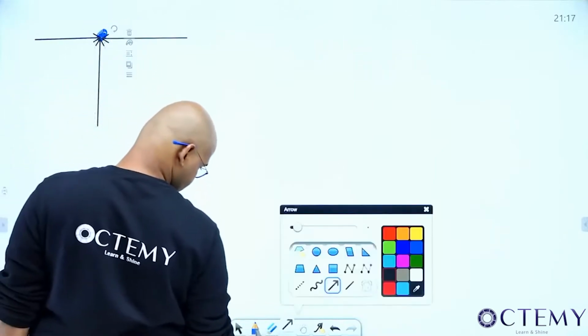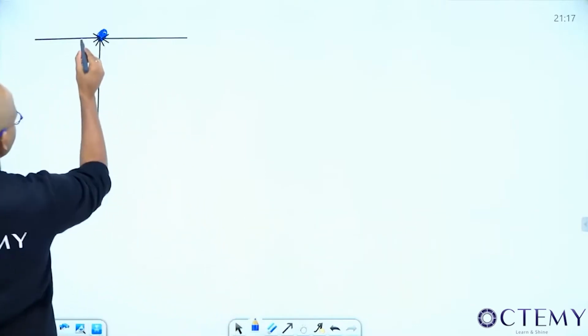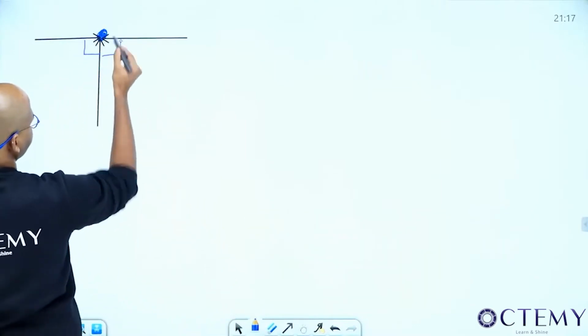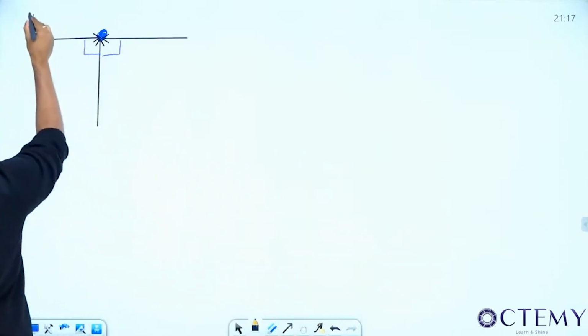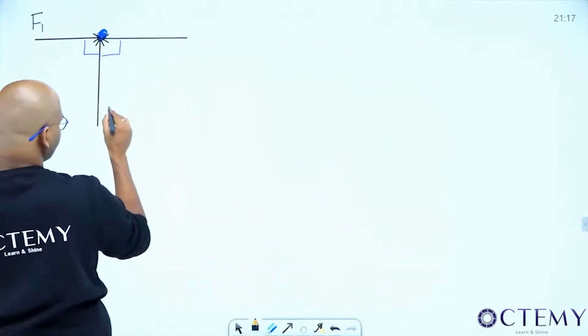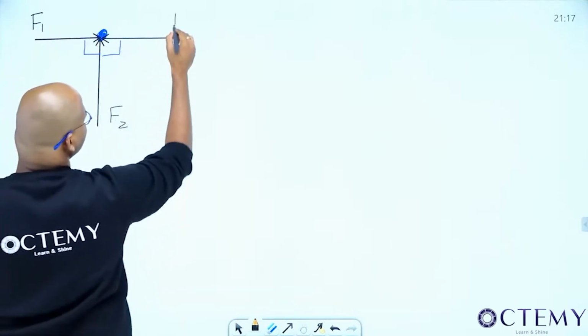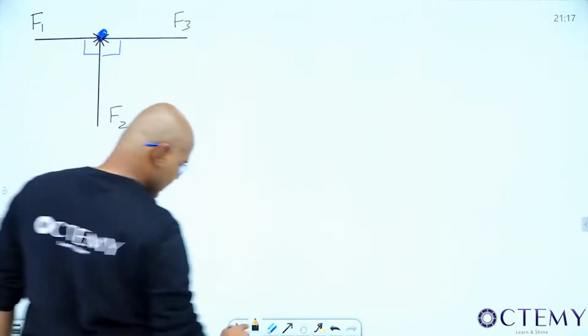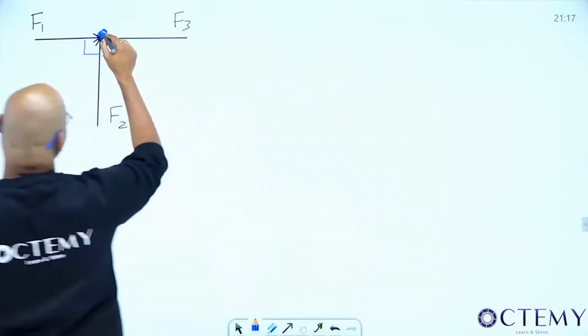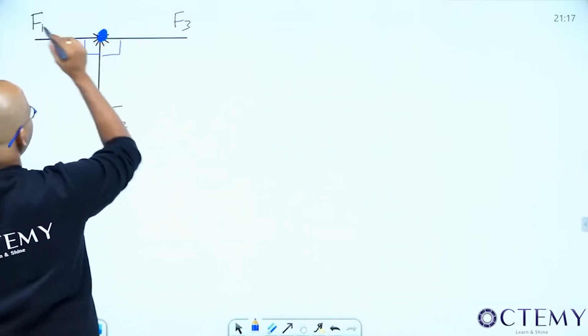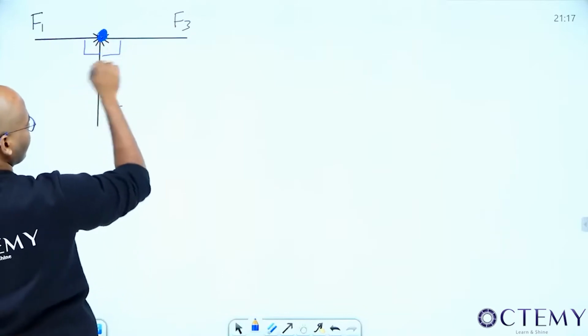Okay, see, 90 degrees, 90 degrees. Okay, this force is, let us say, F1, this is F2, this is F3, and this point, maybe some joint. Three forces are acting at some joint, F1, F2, F3, and they are perpendicular like this.